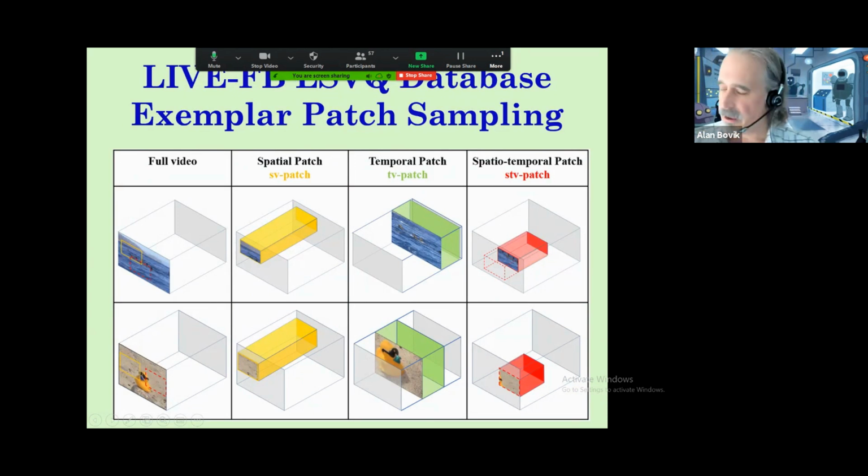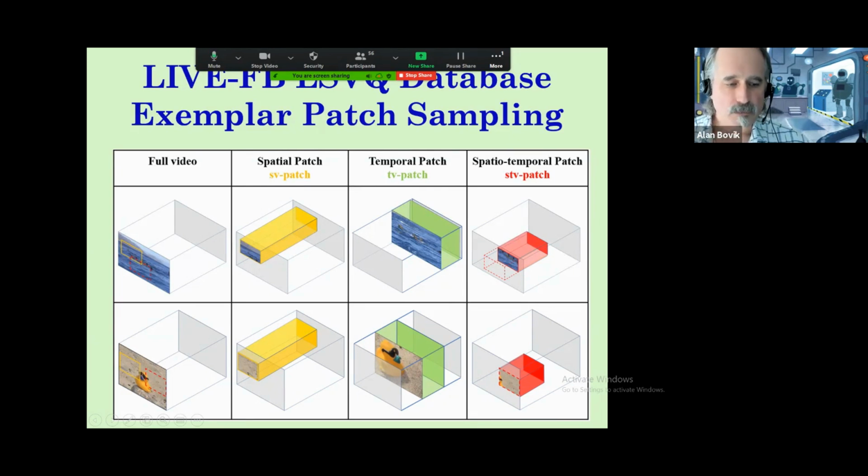This is how the video patches were created. First of all, we have full videos, full spatial extent. Ignore the boxes for now. Full time extent. Spatial patches have full time duration. These were typically 7 to 10 seconds, but they're truncated in space. So it's a spatial patch. We also created temporal patches, which are full size in space, but then truncated in time, video clips. And finally, truncated in both space and time.